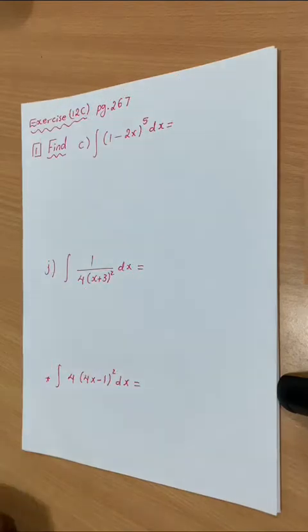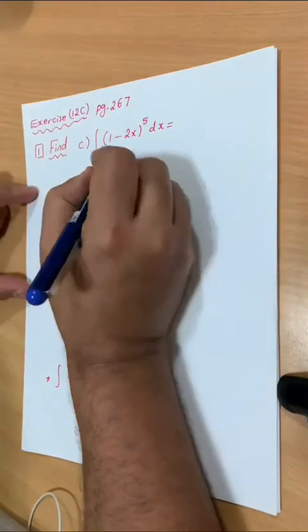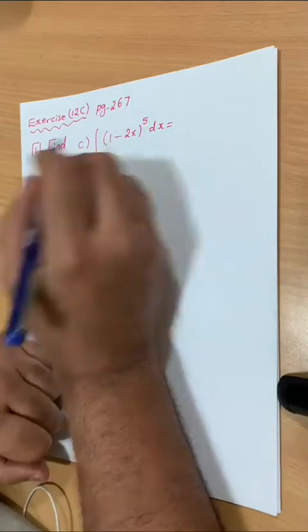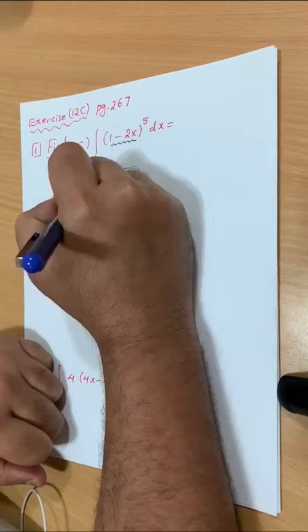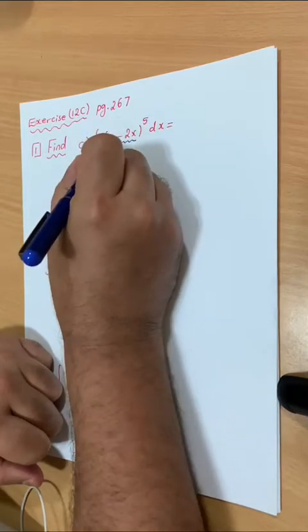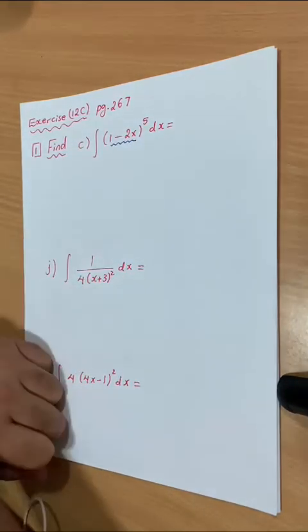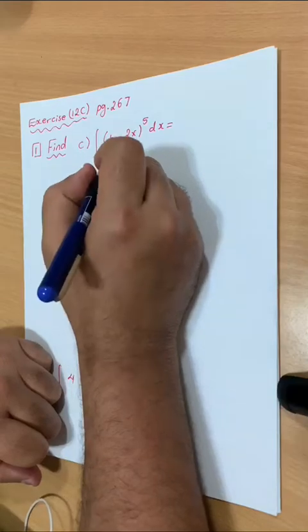Here are just some questions from exercise 12c from the textbook, page 267. The question asks you to find integration of (1 minus 2x) all to the power of 5. Yes, the derivative of the expression which you have inside is negative 2, because the derivative of the 1 is a constant, so derivative is 0, and derivative of negative 2x is negative 2.